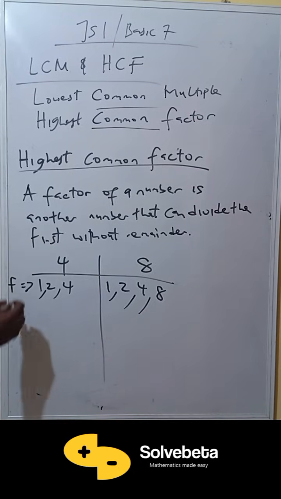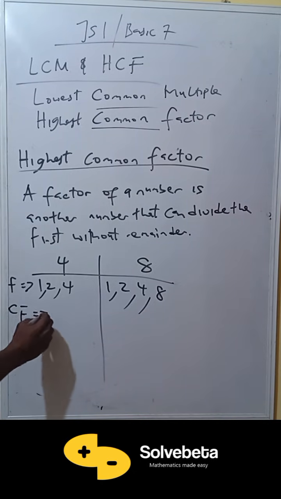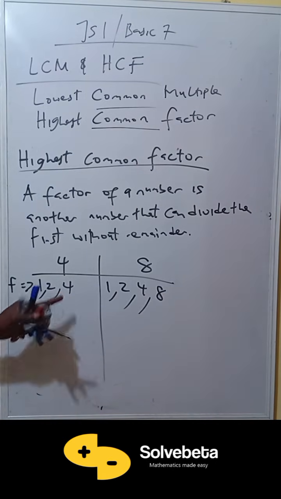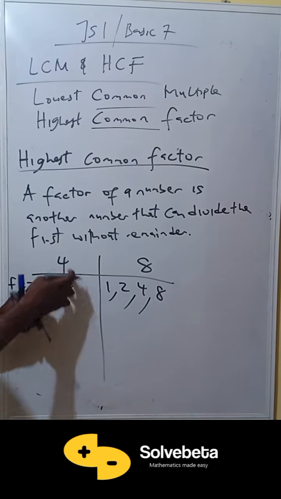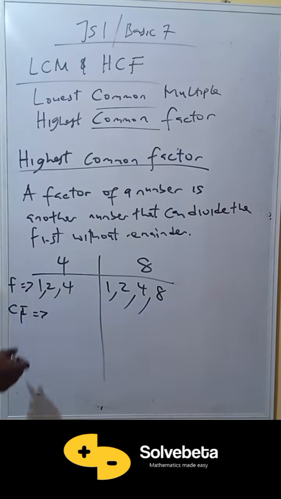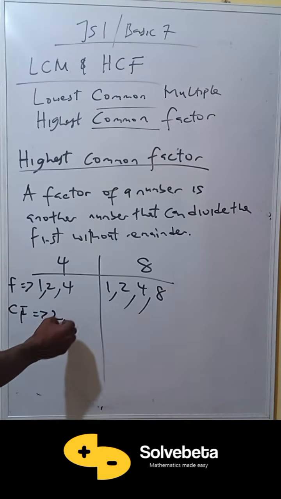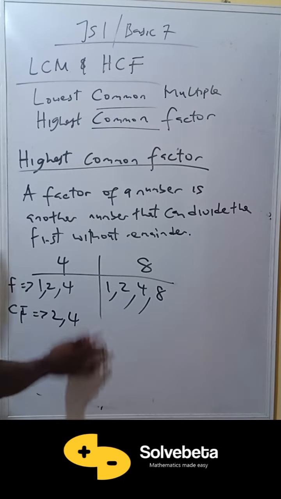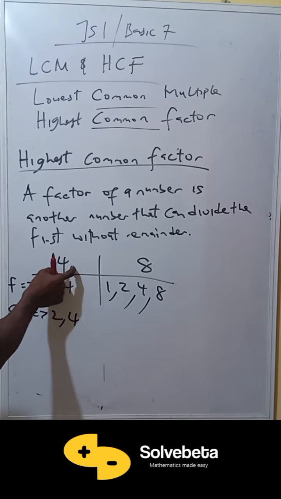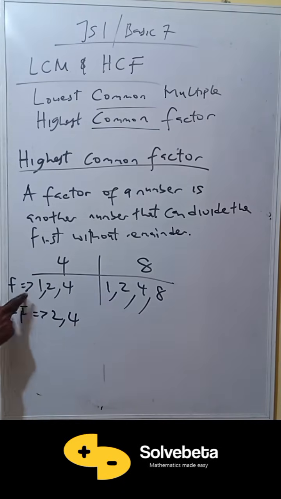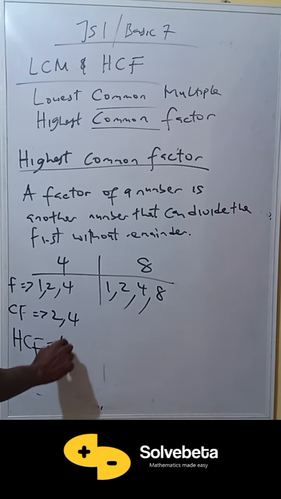So now, what are the common factors? The common factors are the ones that can divide both numbers. The ones that can divide this number can also divide this other number. So you have 2 and 4. 2 and 4 can divide 4 and can divide 8. So the HCF, the highest of them, the greatest of them, is what? 4. Are you seeing it?